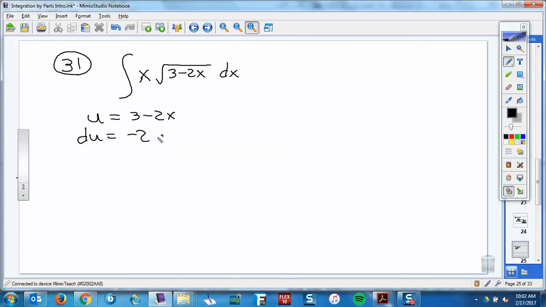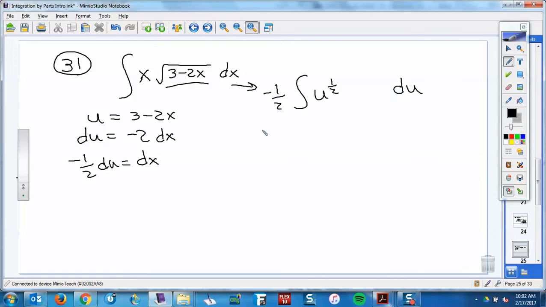Okay, this is going to be negative 2 dx. There's no negative 2, so I'll move it over here. Okay, and we just have that. So now when we sub, we're going to have our u to the 1/2. So that takes care of that. We got our dx, which is this and that, negative 1/2 du, and then we got that extra x. So we got to solve for it.